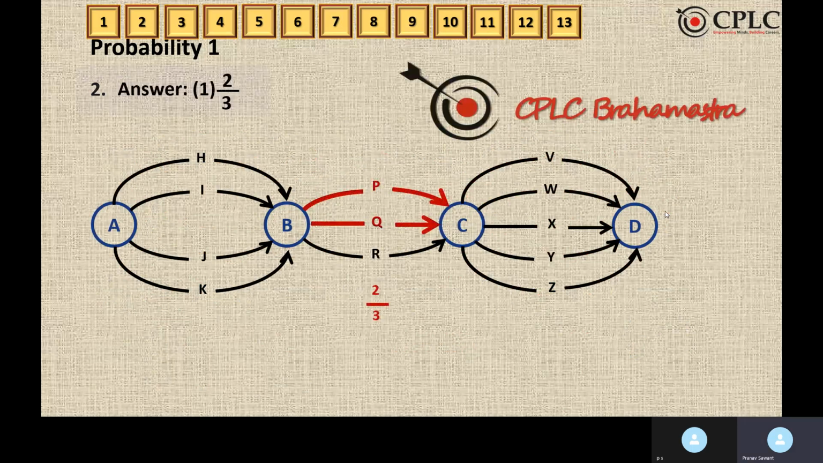Now we can also consider individual probabilities. From B to C, we have to make it not through R. So B to C, there are total 3 routes, but we just have to consider the not through R part. Not through R means there are 2 routes. So 2 by 3 is the answer.